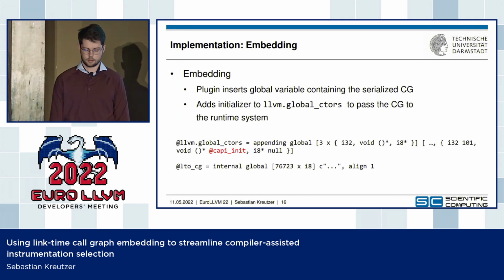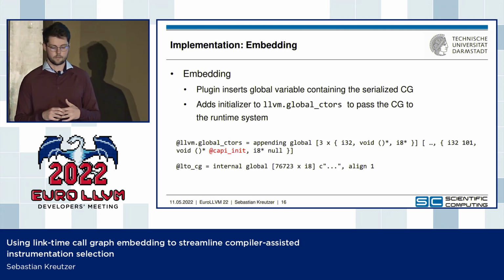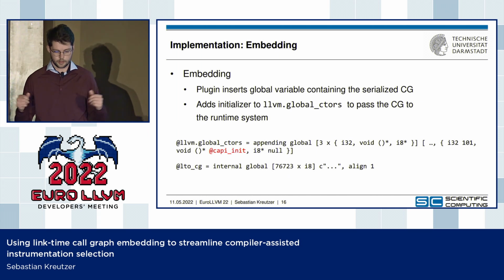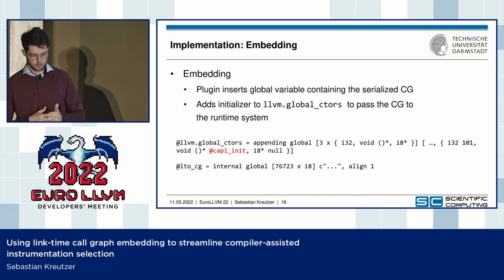For the embedding, the plugin inserts a global variable where we serialize the whole call graph and just put in the whole string. And we also add an initializer to the global ctors to pass the call graph to the runtime system.